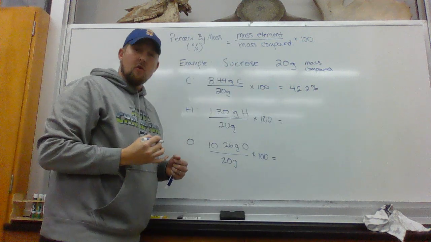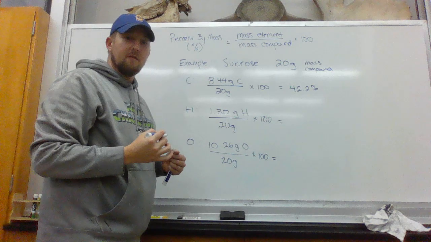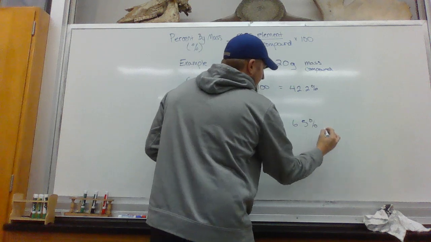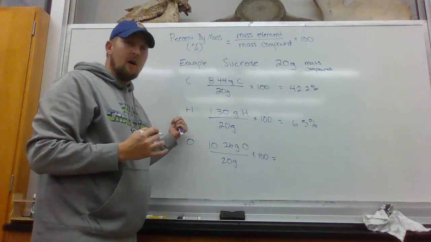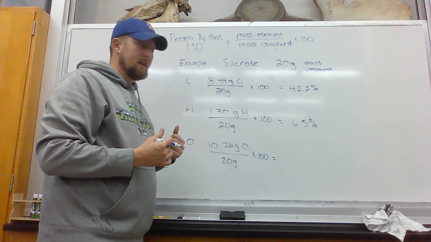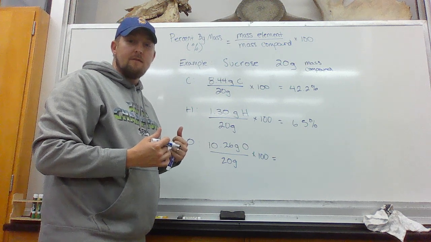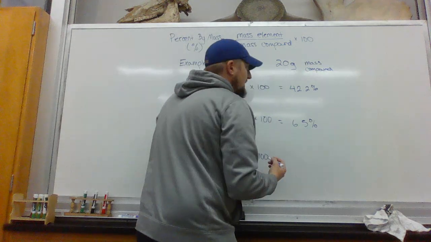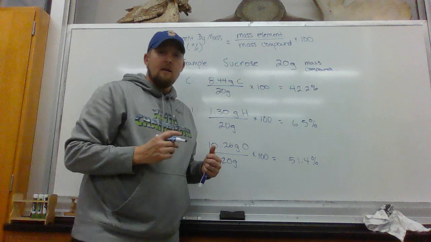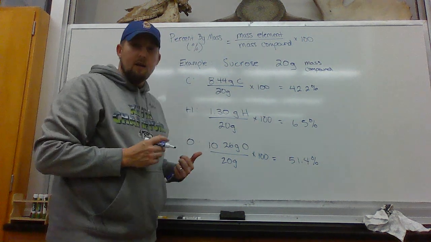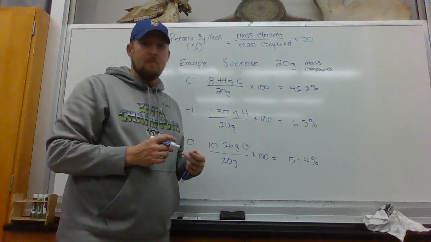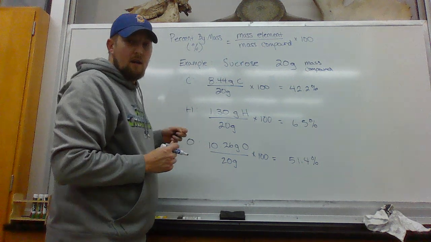We use our handy dandy calculators, and what we end up with is that 42.2% of a sucrose molecule is composed of carbon, 6.5% of that sucrose molecule is composed of hydrogen, which makes sense. It is the lightest or the least massive element on the periodic table. And last but not least, 51.39 or 51.4% of our mass is composed by oxygen, which is slightly more massive than carbon. So that is percent by mass.